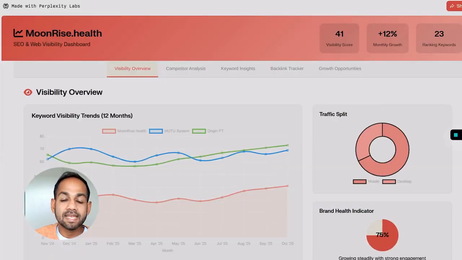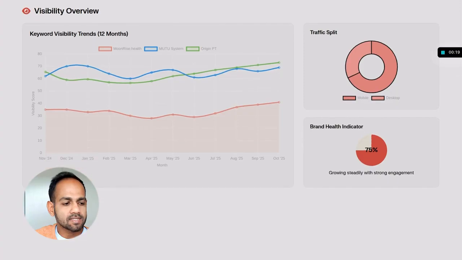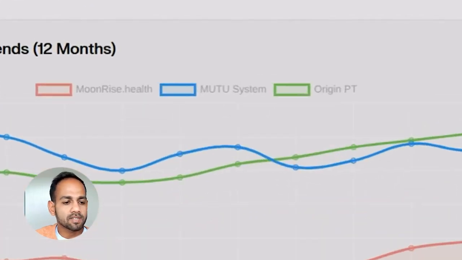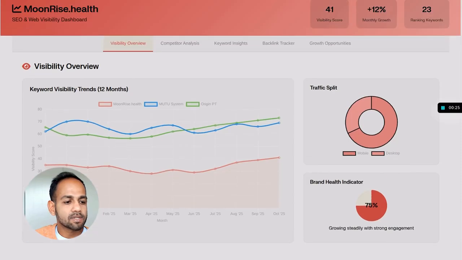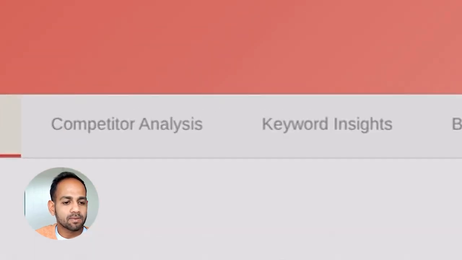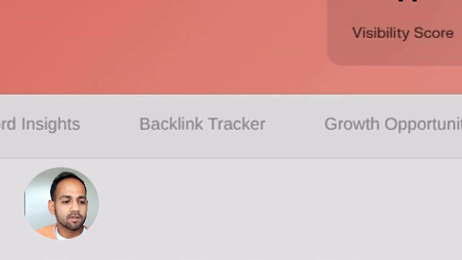So again, this is an app. You have your own link that you can share internally, and this keeps updating in real time. So you can see the visibility in terms of Moonrise. It's still not high, but it's going up, which is nice. Moto System is one of our competitors and a couple of other players, right? You can see what's going on in terms of traffic, where the traffic keywords are. You can look at keyword insights, backlink tracker, and growth opportunities.